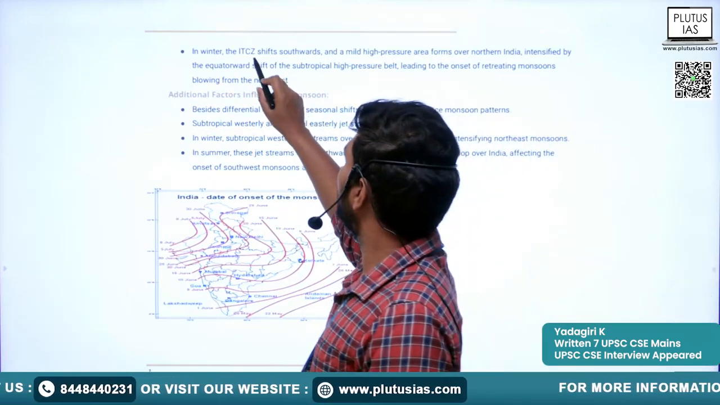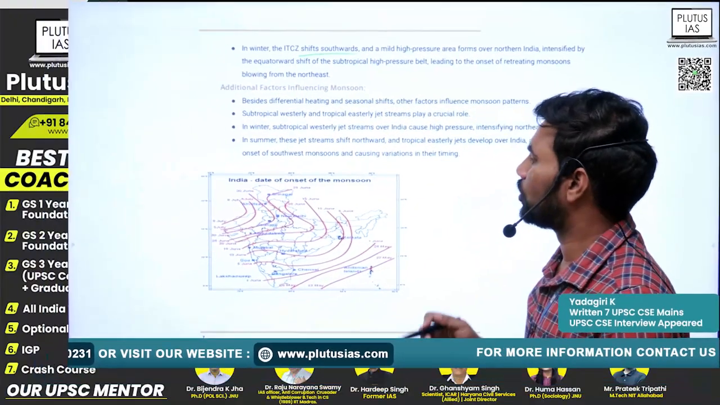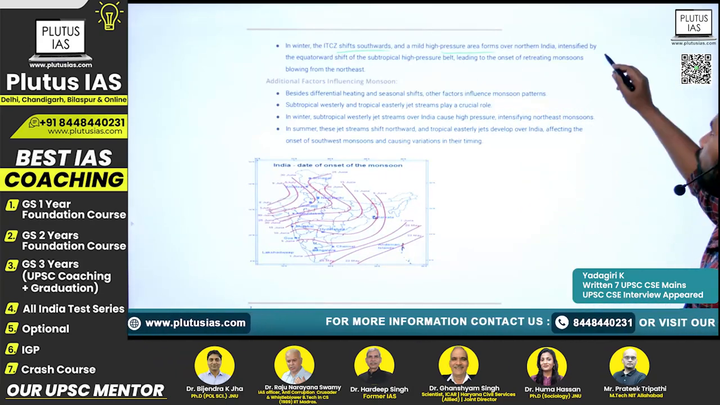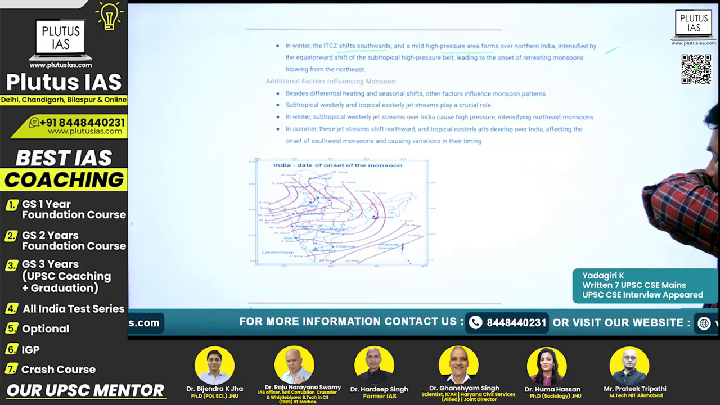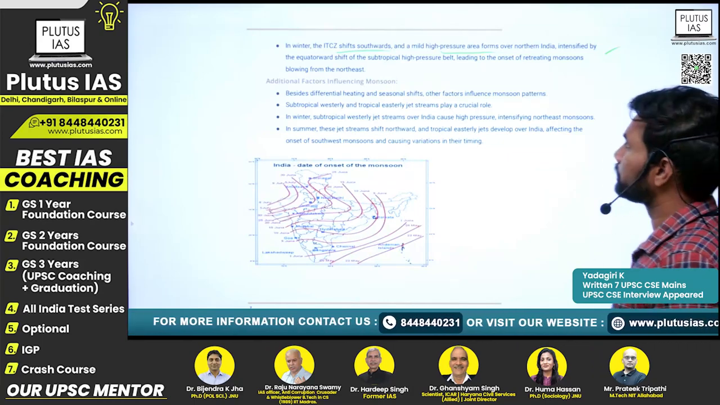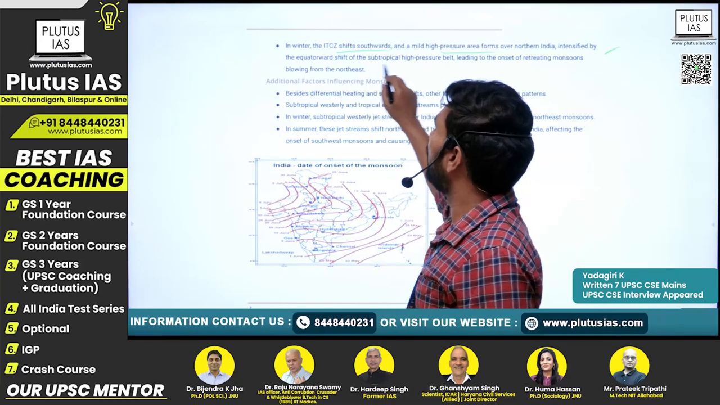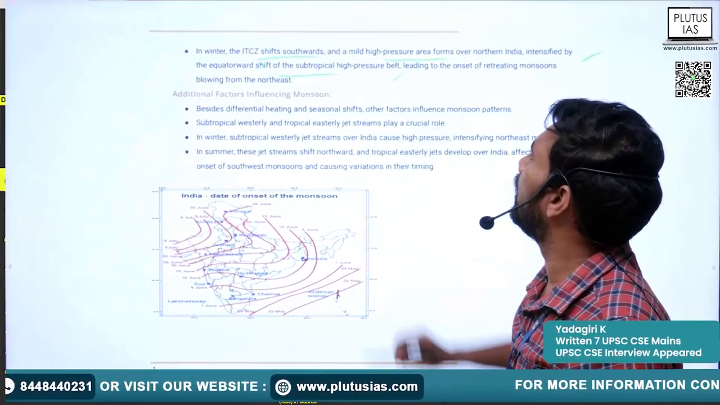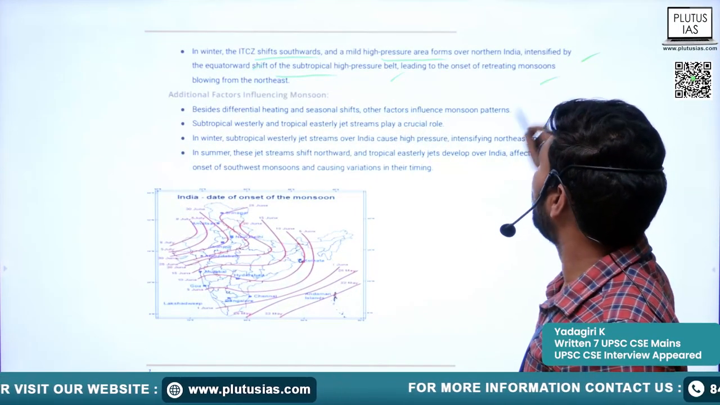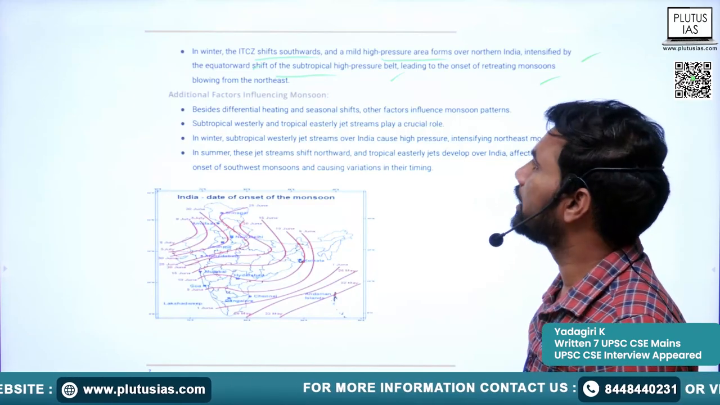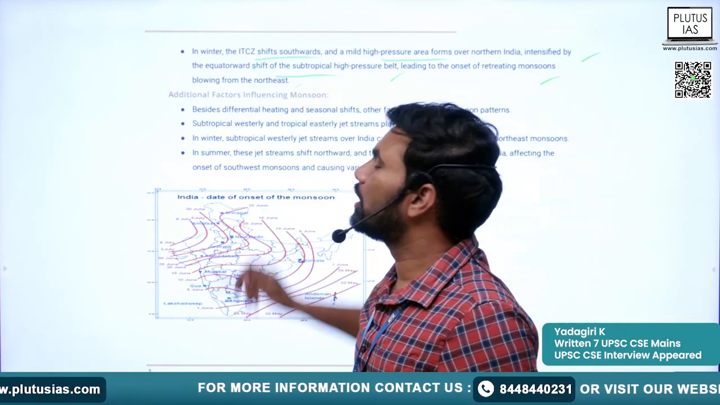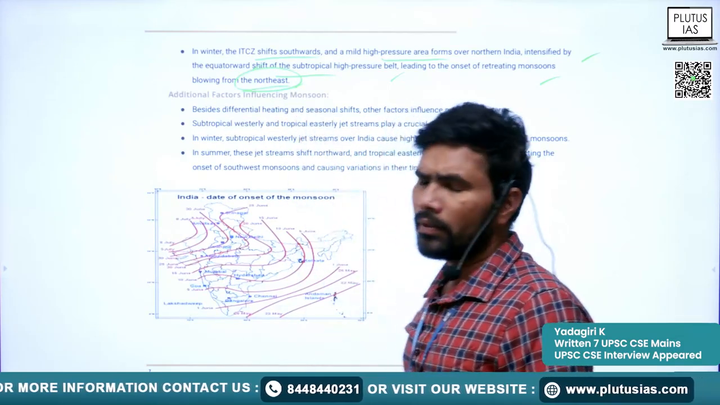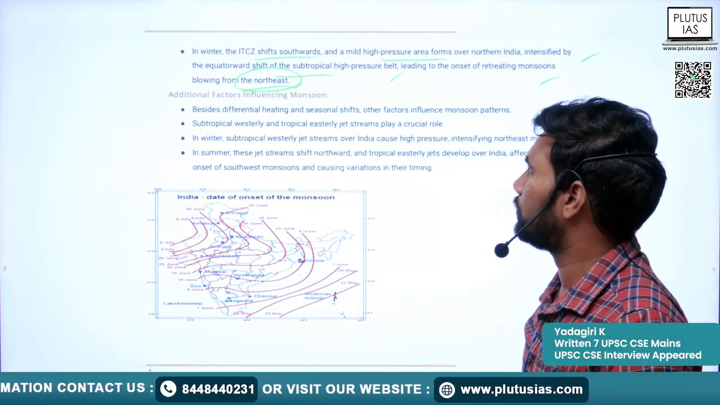So in winter, the ITCZ shifts southwards, and a mild high pressure area forms over northeastern India, intensified by the equatorward shift of the subtropical high pressure belt, leading to the onset of retreating monsoons blowing from the northeastern region. So this will lead to, we can say, the northeastern monsoon.